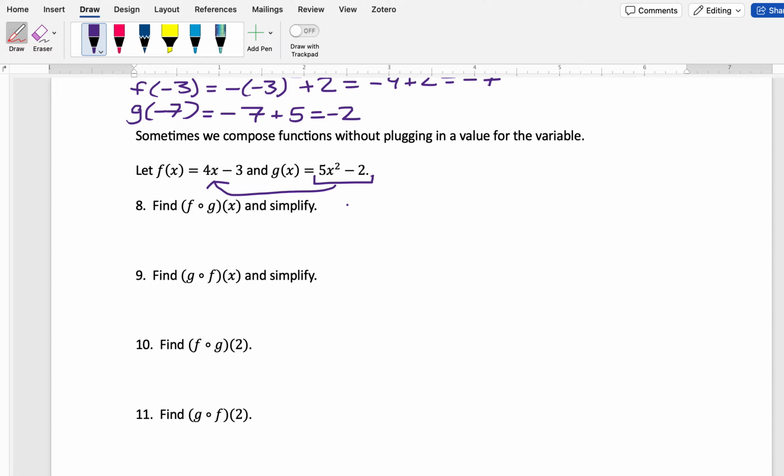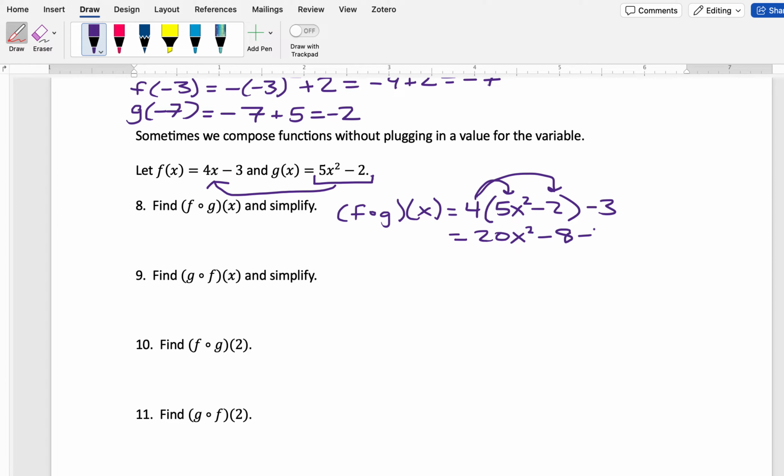So what that's going to look like is I'm going to have 4 times, and I'm going to put it in parentheses, 5x squared minus 2, and then minus 3. Now I'm going to simplify. So I'm going to distribute this 4. That gives me 20x squared minus 8, and then I have a minus 3. Combine the minus 8 and minus 3, and that gives me 20x squared minus 11.